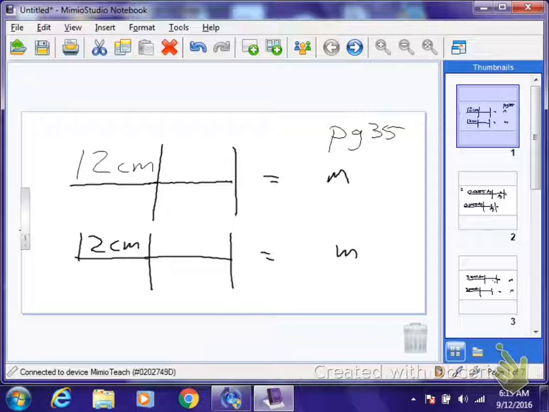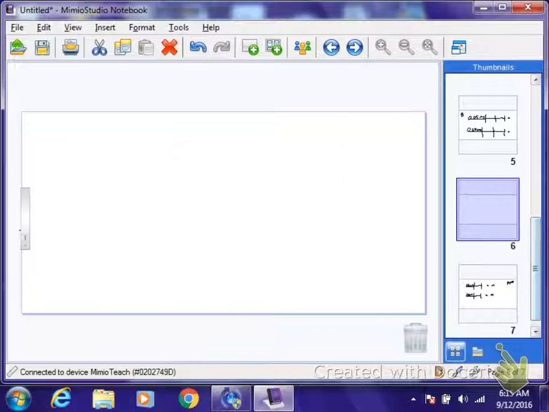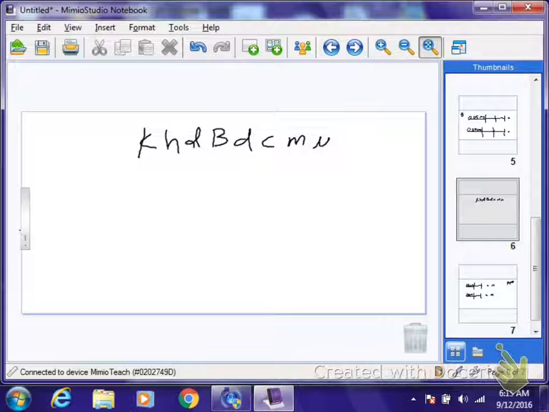An easy way to memorize this is I'll go ahead and give you a quick rundown. When we looked at this, we looked at King Henry died by drinking chocolate milk, and then on the ends we would have micro, which looks like a U, and then nano.